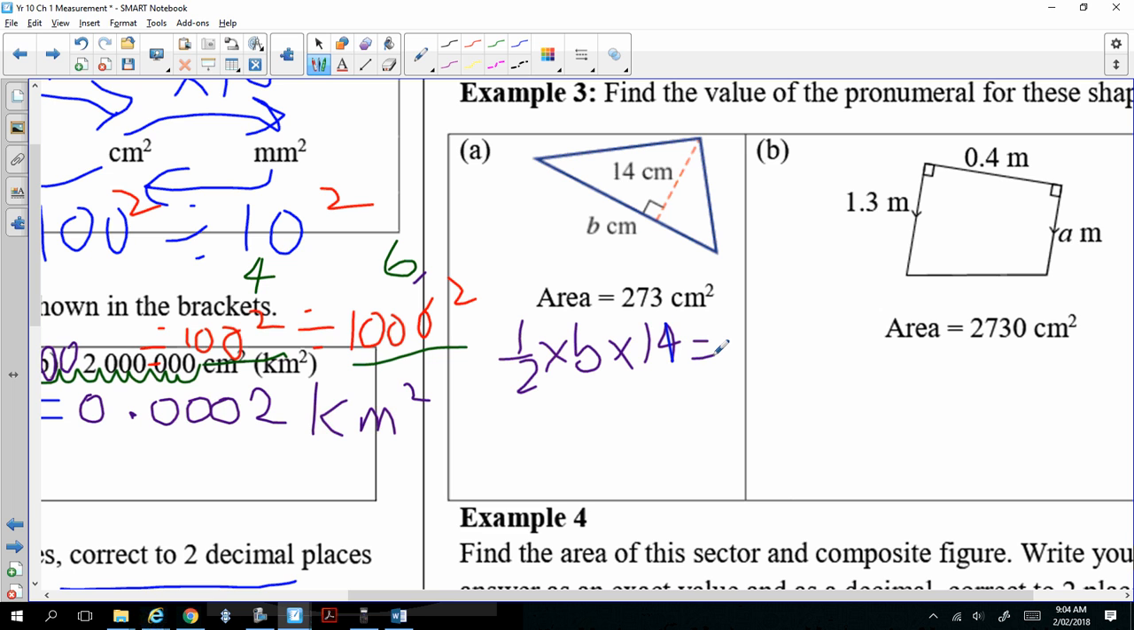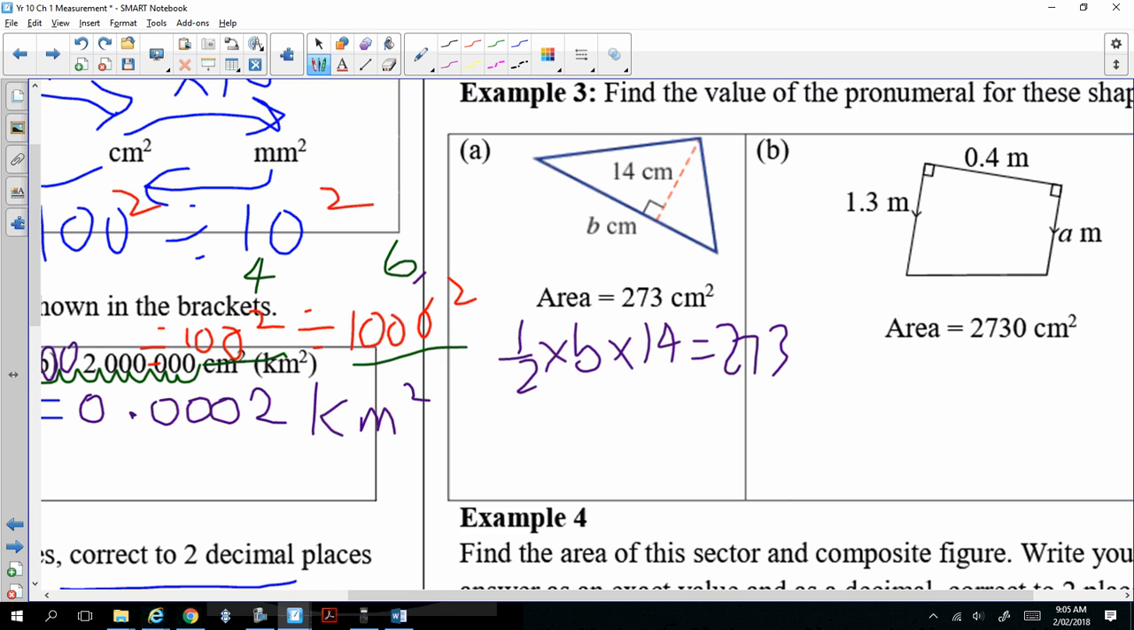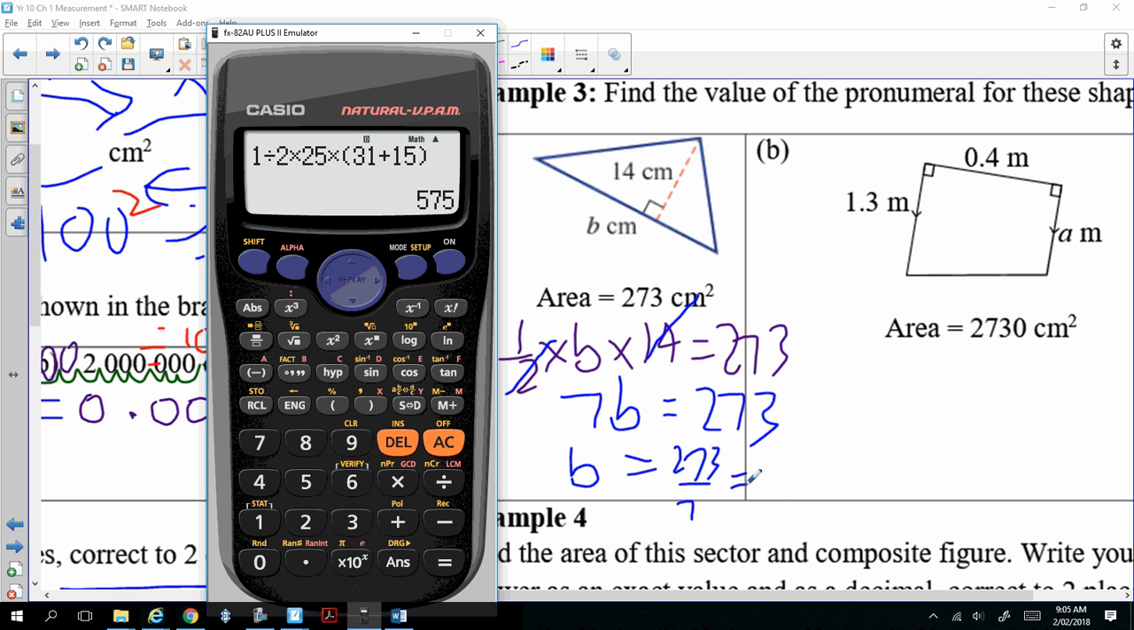Okay, so then what you do is you're going to solve for B. Now, what you could do is just times half and 14 first. So you get 7B is 273. And then to get B, you divide by 7. So you go 273 divided by 7, which you could do on a calculator. You get 39. So the base is 39 square centimeters.